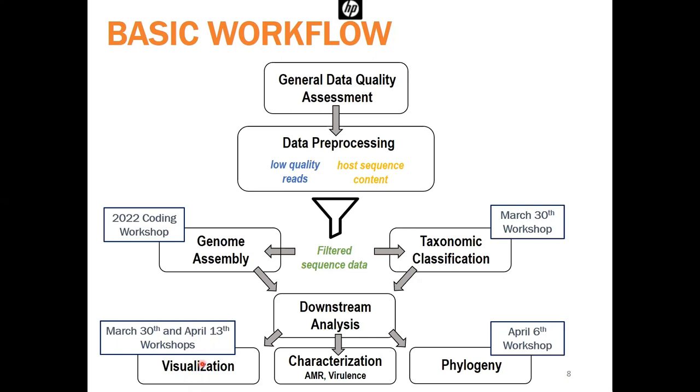Further downstream analysis can include, but is not limited to, visualizations, which we're going to be covering in next week's workshop using Pavian, where we're going to look at Kraken 2 reports. It's also going to be covered in the April 13th workshop, where Taylor is going to be using R and ggtree to visualize phylogenies. We also have the option of characterization, which would include things like AMR and virulence profiling. Unfortunately, we won't be covering that in this year's workshop, but it is pretty popular in downstream analyses. And then of course, we can also do phylogenetic analysis, which is going to be introduced in the April 6th workshop that Taylor is also going to be teaching.